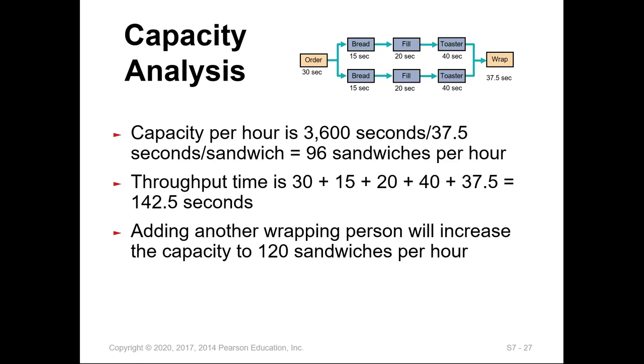The throughput time is 30 plus 15 plus 20 plus 40 plus 37.5, and that's a total of 142.5 seconds for the 1 unit to be out. So adding another wrapping person will increase the capacity to 120 sandwiches per hour.